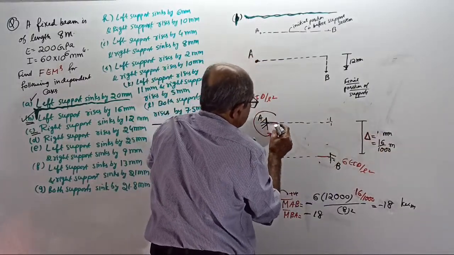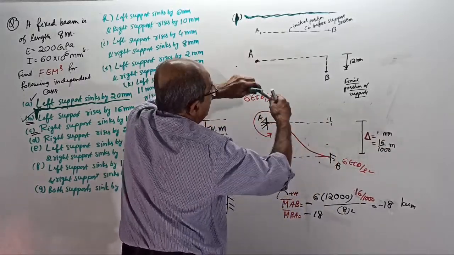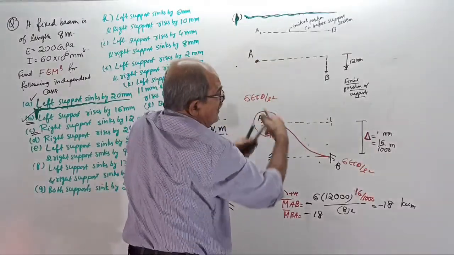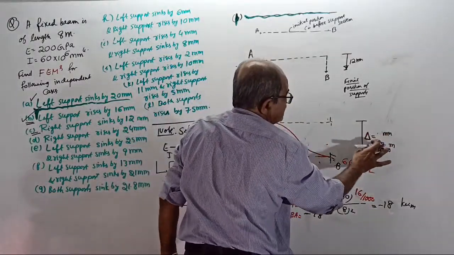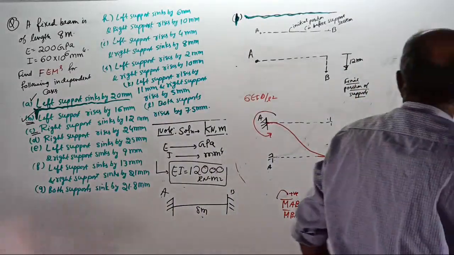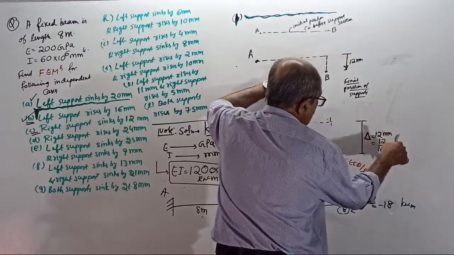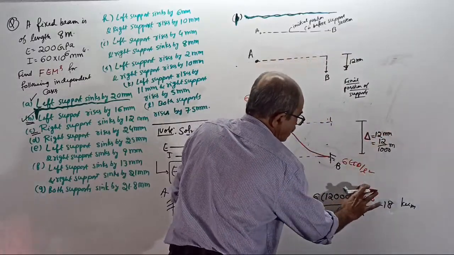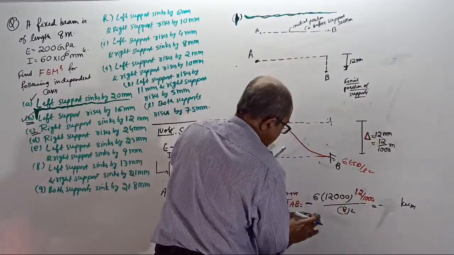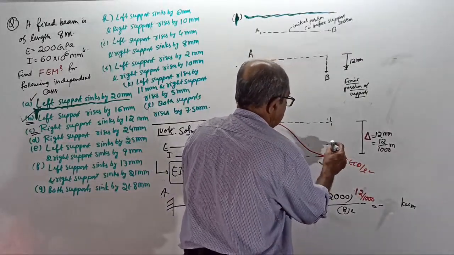Elastic curve will once again be like this. See here, A is upper side, B is lower side. So it is tilting this way. To prevent, you require anti-clockwise. Tell delta now, fast. Delta equal to 12 millimeter or 12 by 1000 meter. Substitute 12 by 1000 here. Again anti-clockwise. Answer. 6 into anti-clockwise.